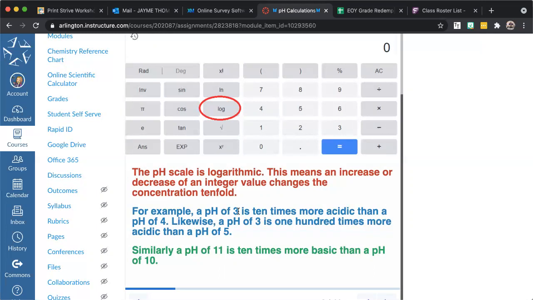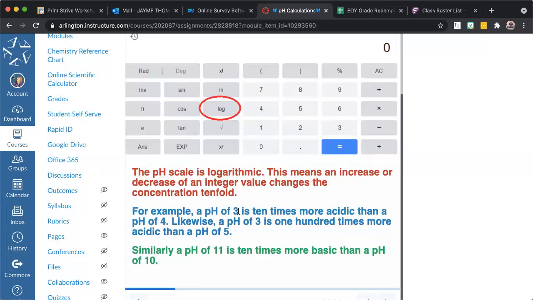Remember, the lower your pH, the more acidic you are. The higher the pH, the more basic you are. If you're comparing two different substances with different pHs, look at how far apart they are. If they're only one number apart, like 3 and 4, the lower number, the pH 3, is 10 times more acidic than the pH of 4. If you're comparing 3 and 5, those are two spaces apart, and every space is times 10. So 3 to 4 would be 10, and 4 to 5 would be another 10, and 10 times 10 is 100.